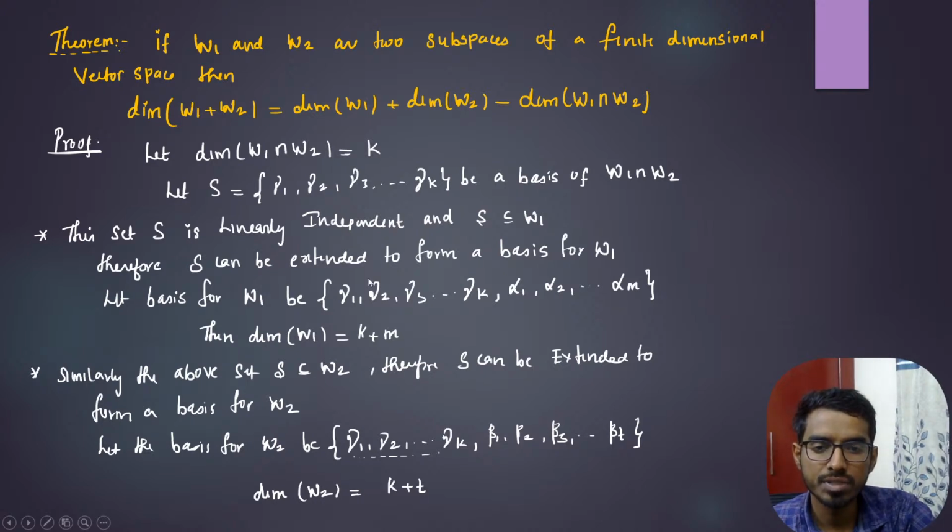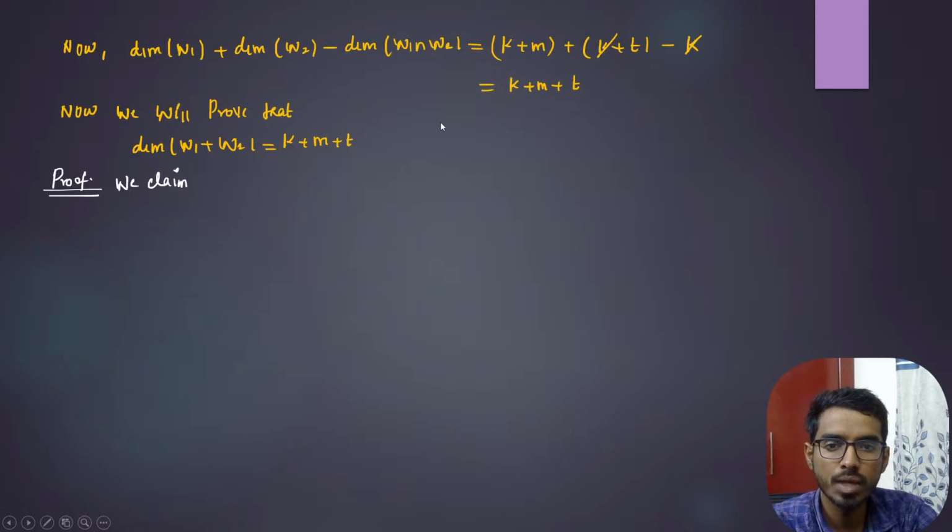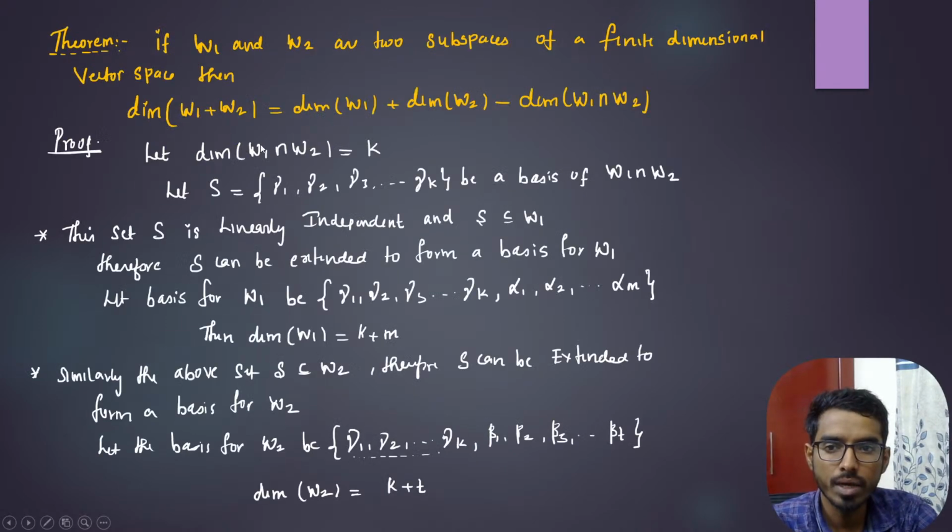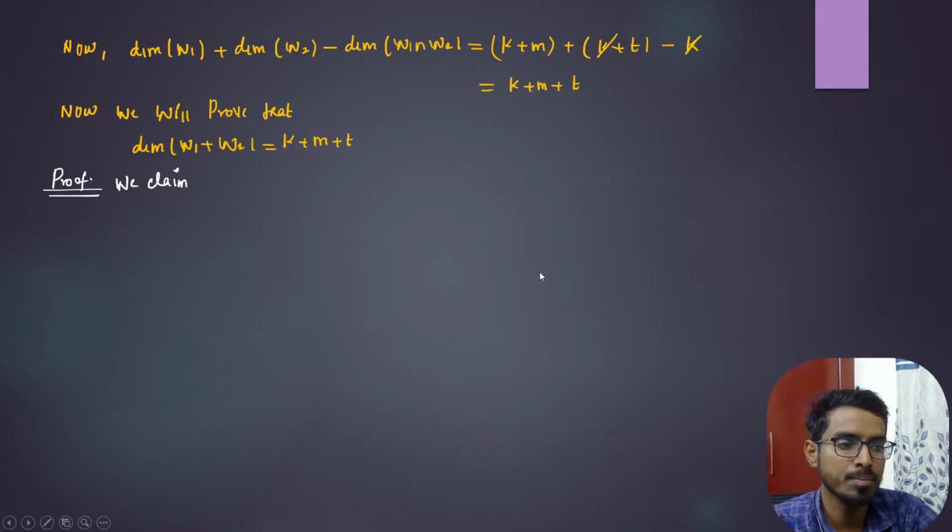Similarly, this set is contained in W2 also. These are linearly independent vectors, so I'm extending to form a basis for W2. Let the extension vectors be beta 1, beta 2, beta 3 up to beta t. The dimension is k plus t. So I assumed the dimension of the intersection is k, and I have found the dimensions of W1 and W2 in terms of k. Now I need to prove the dimension of W1 plus W2 is also equal to k plus m plus t.